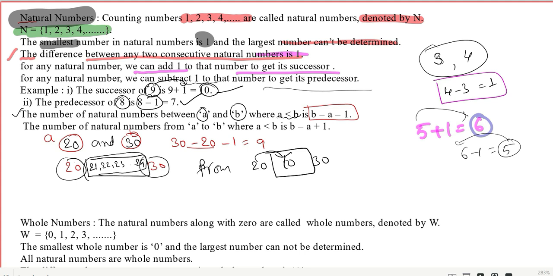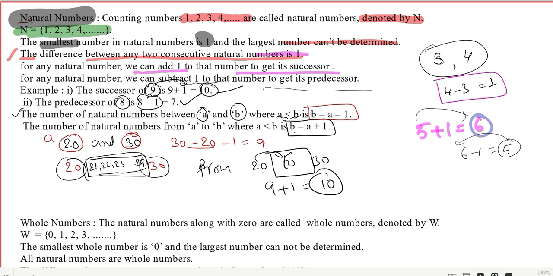So in that case, what formula do we need to use? B minus a plus 1. That means greater minus smaller plus 1. That means from 20 to 30, how many natural numbers are there? 9 plus 1, 10 natural numbers are there. In that case, we need to include 20 also.